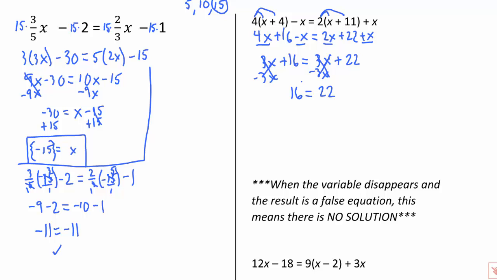In fact, you'll wind up with 16 equals 22 in the end. So that means that this is never going to be true. That means that there is no solution to this problem. And yes, you can write out the words, no solution.